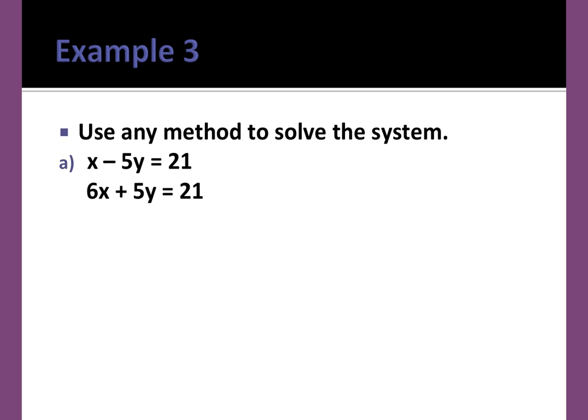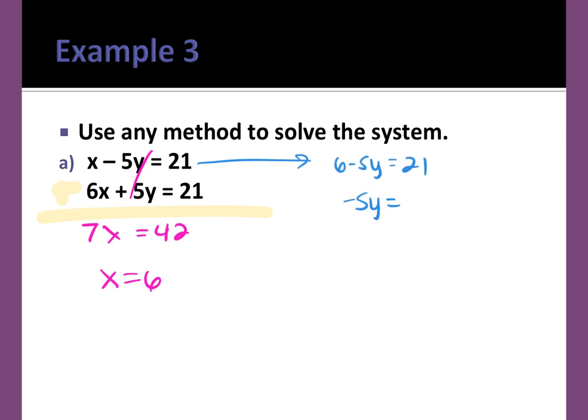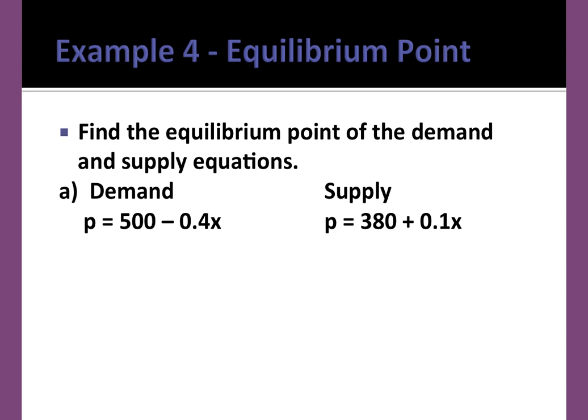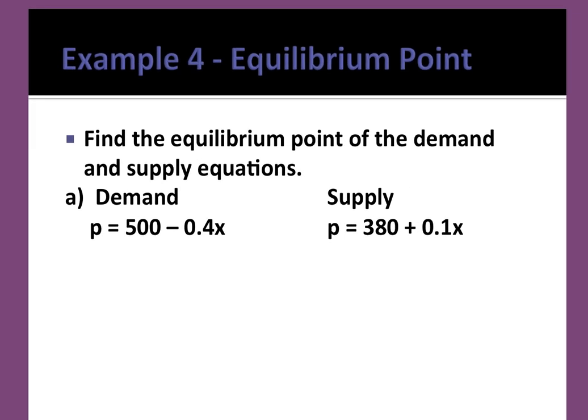All right, what do we pick? Elimination, why? The 5s are already going to cancel out. Look for easy stuff like that. So if I add these, I get 7x. These cancel equals 42. X is 6. Take and plug it back in. If you plug it in the top, 6 minus 5y equals 21. Negative 5y equals 15. And y equals negative 3. Good. Yes? Okay, so the word problems in this section, they're really not that bad, to be honest.